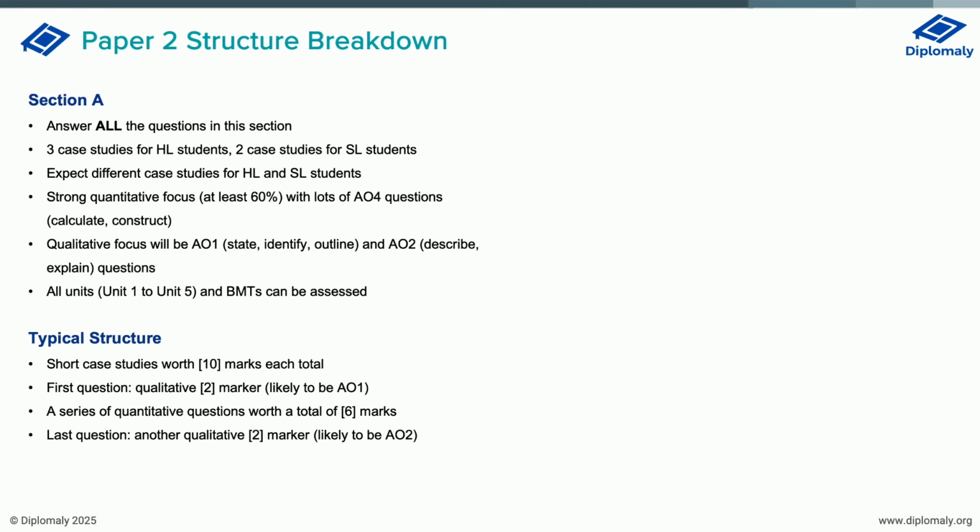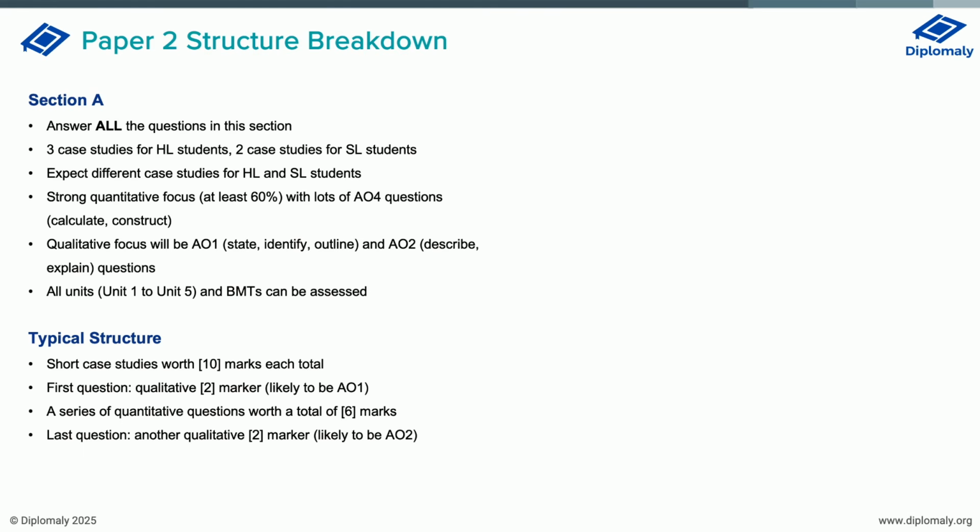Expect this middle part to differ in each of the case studies. Just expect that there'll be a quantitative focus. Finally, the last question is typically a qualitative 2-marker, but this is likely to be AO2, so you have to go into more depth in your response and apply to the case study. Remember that this structure is not a guarantee. The IB could change it up, but this has been the most common structure that the IB has used when creating papers for your syllabus.